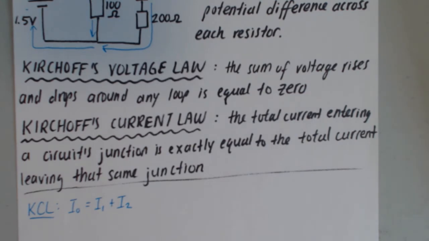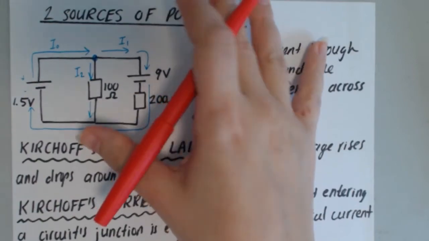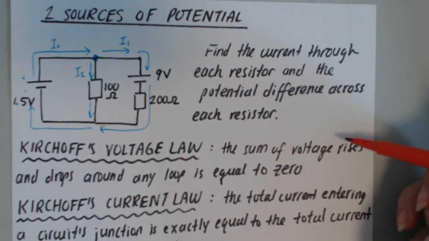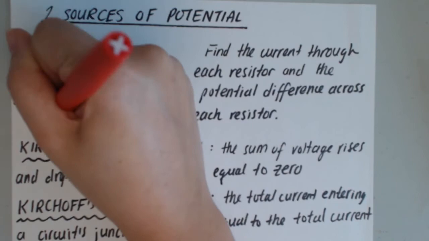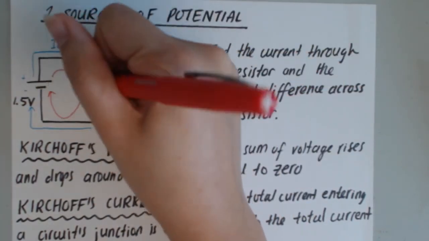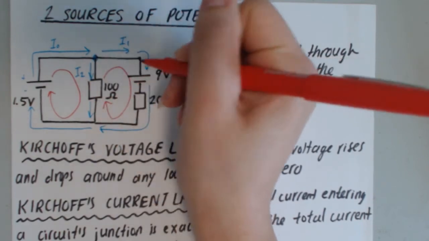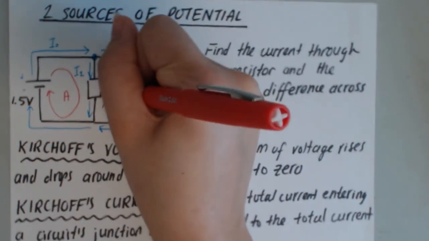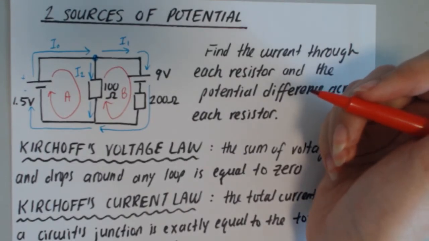We used Kirchhoff's current law. Next, we're going to use Kirchhoff's voltage law, which says that the sum of voltage rises and drops around any loop is equal to 0. Take a different color if you have one and draw one loop inside the left half of the circuit and another loop inside the right half, and then label them. I'm going to call the one on the left A and the one on the right B. It doesn't matter where your loop starts and where it finishes.